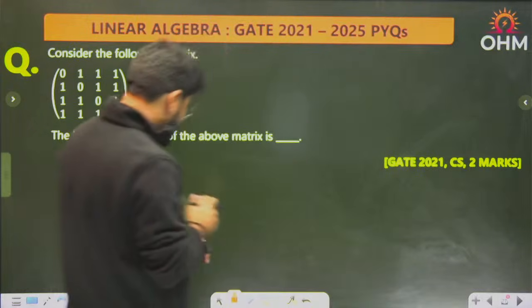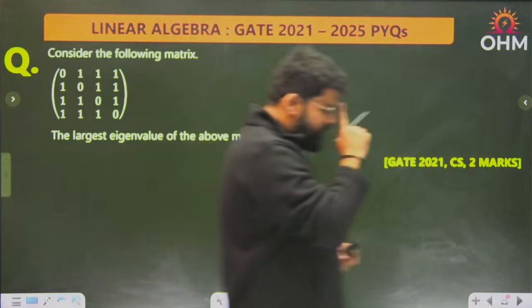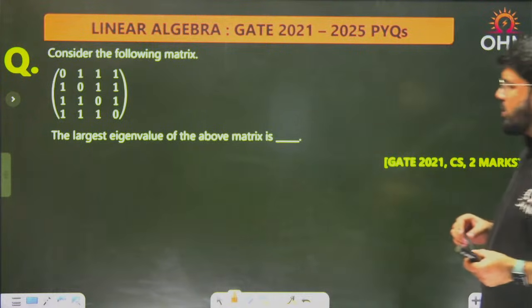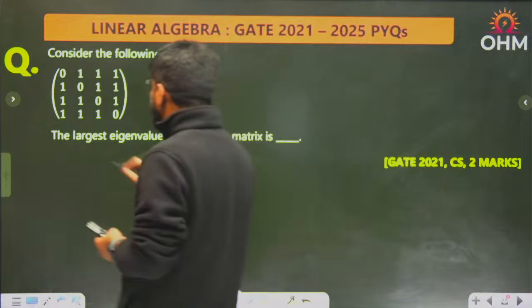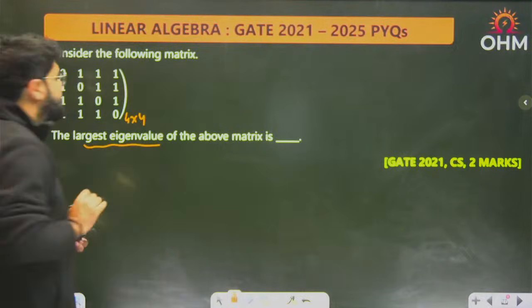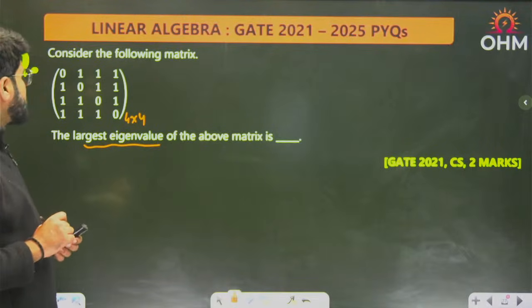What is there? CS 2 mark question, GATE 2021. A matrix is given: 0 1 1 1, 1 0 1 1, 1 1 0 1, 1 1 1 0. What is the largest eigenvalue of the above matrix? Okay, you have a 4 cross 4 matrix given.